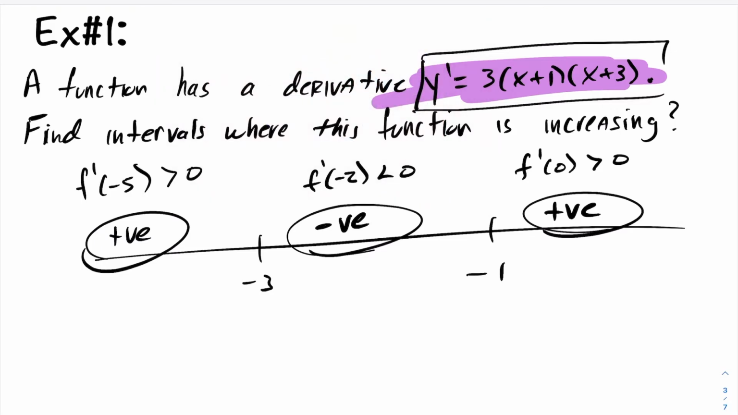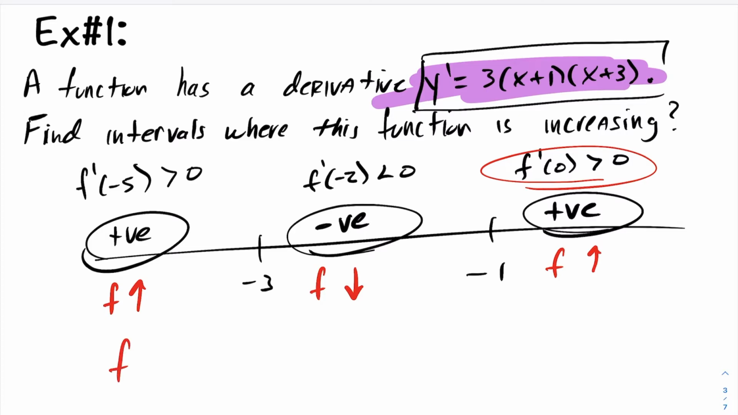Well, as we just discussed, if my derivative is positive on this interval, then it must be the case that f is increasing on this interval. In this case here, f must be decreasing on this interval. And lastly, on this interval here, f must also be increasing. So to finish this off, we say that the function is going to be increasing from negative infinity to negative 3, union negative 1 to infinity.